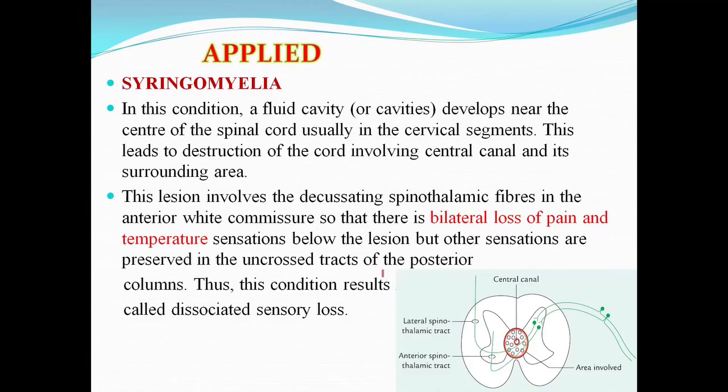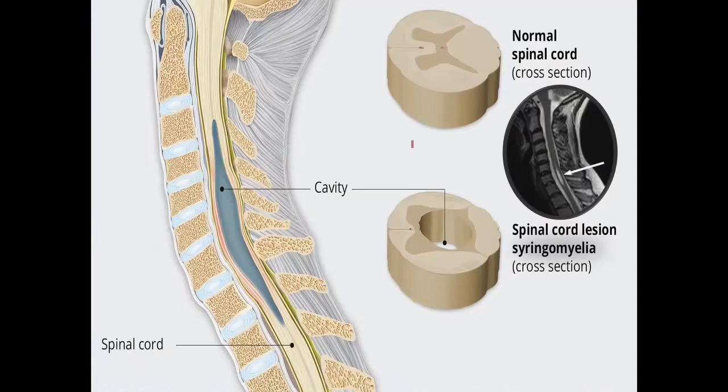After learning the internal features of the spinal cord, you're supposed to recall the clinical anatomy. Mainly, the first clinical anatomy is syringomyelia. In this condition, a fluid cavity develops near the center of the spinal cord, especially in the cervical segments. Try to see here, this is the normal cervical spinal cord. Try to observe here, there's a fluid cavity, a very clear cavity that has developed.